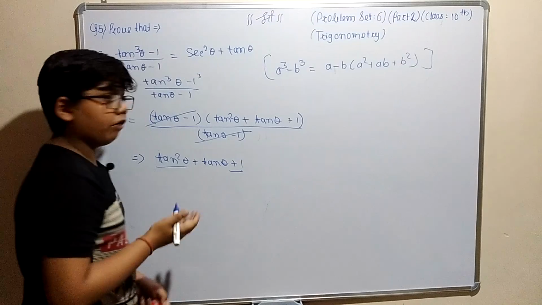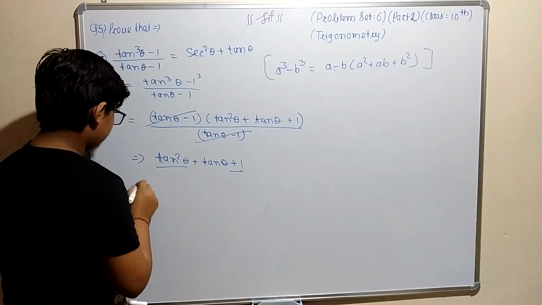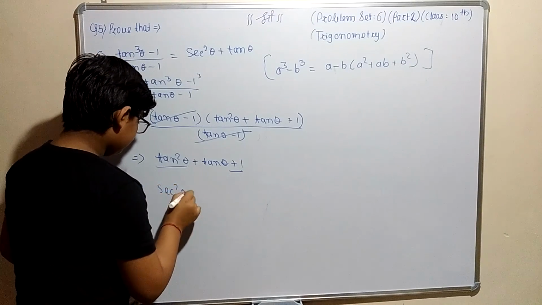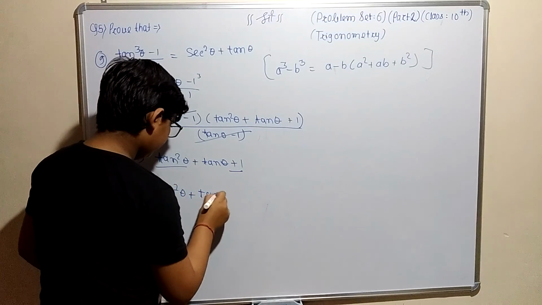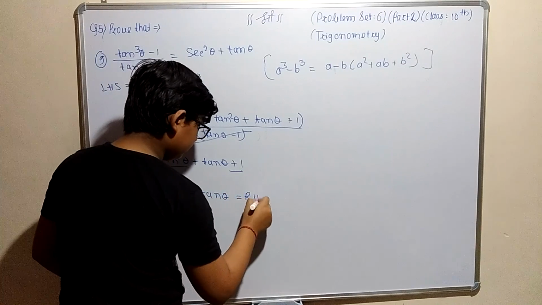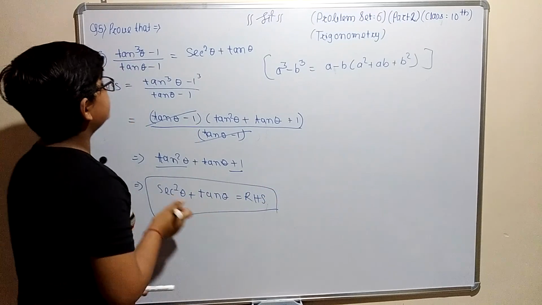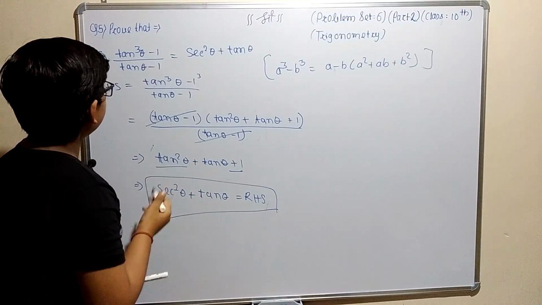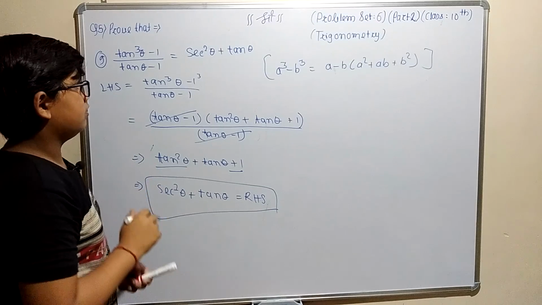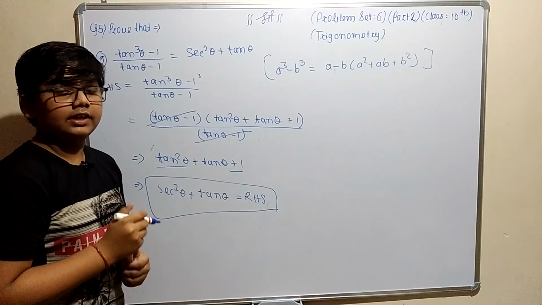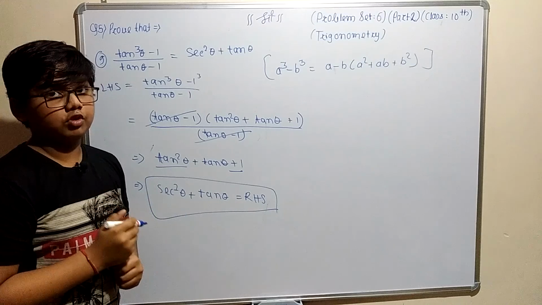Now tan square theta plus 1. What is tan square theta plus 1? Sec square theta. So it will be equal to sec square theta plus tan theta, that is equal to RHS. Hence LHS equals RHS. We can prove this question also, that tan cube theta minus 1 divided by tan theta minus 1 is equal to sec square theta plus tan theta. Now we will go to our last question.